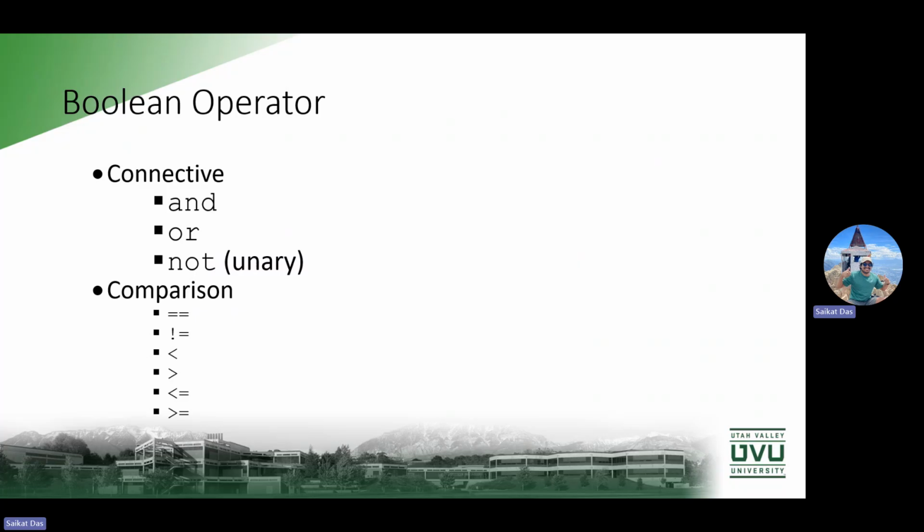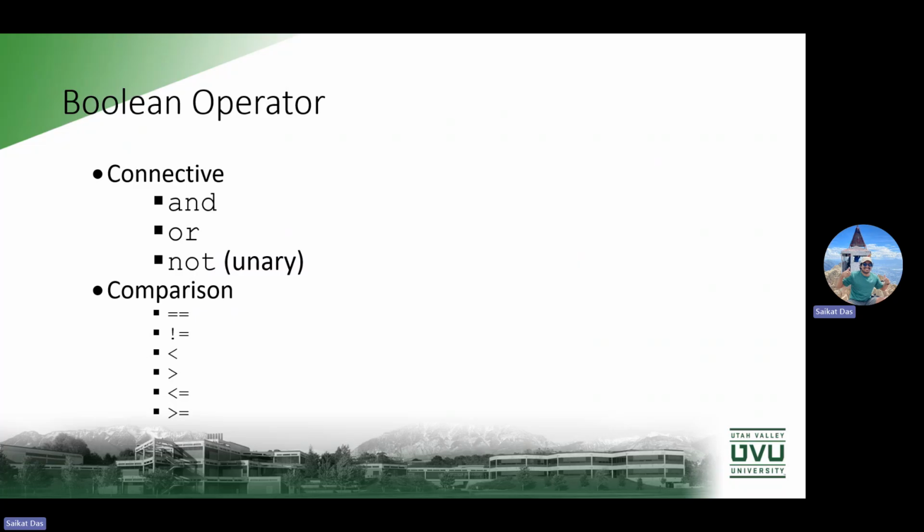So there are basically two types of Boolean operators. One is connective operator, another is comparison operator. What is the connective? There are various connecting operators, but we'll be using here only 3: and, or, and not. Basically, these are binary operators, connecting operators that can be used in binary. What is the binary? 1 and 0, right?